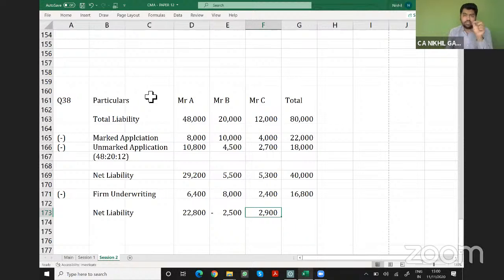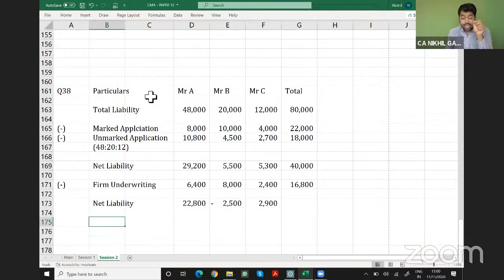See, there can be either zero liability, which is no liability, or there can be a liability. There cannot be a negative sign. So we will distribute this excess amount. Excess amount of B will be distributed between A and C in their ratio. In which ratio? In their liability ratio.